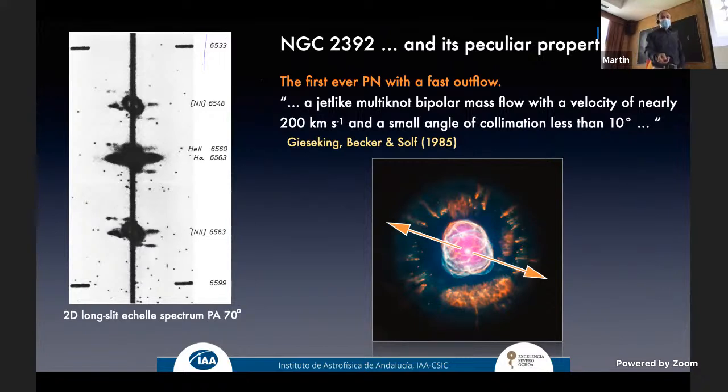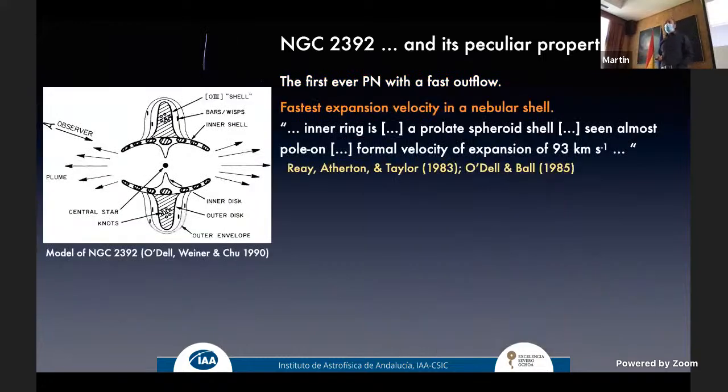So here, this is the shell observation, and you can see the nitrogen-2 lines, the alpha line, and you see this component here and there that move at very fast speed. And this is an outflow which is going along approximately this direction. So this is a very peculiar PN.